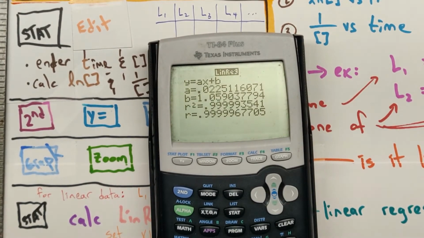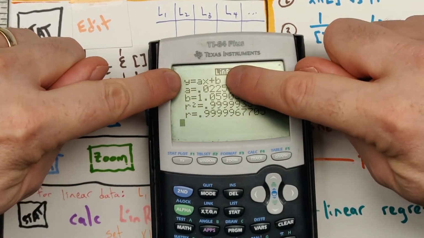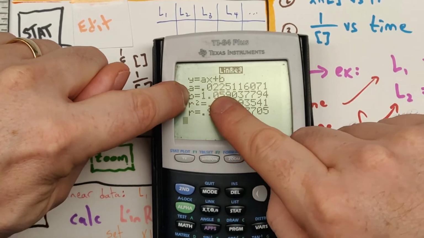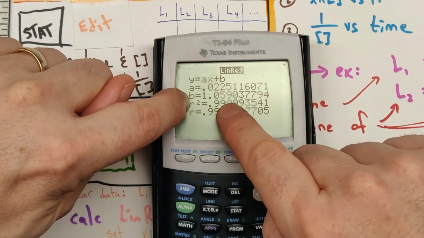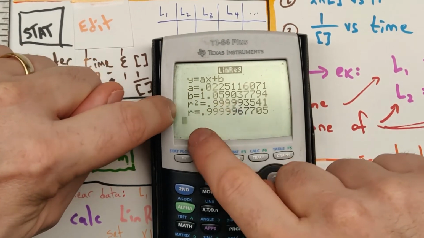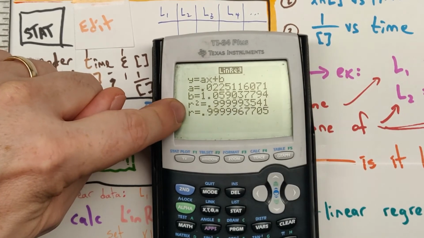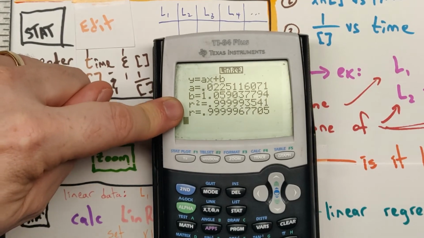And I do need to zoom out in a moment, but first of all, it's a straight line, slope-intercept form, y equals mx plus b. My slope is 0.0225, and that is my value of k, right? And my intercept is 1.06, which is 1 over my concentration, and my r squared value is 0.99999, which is pretty darn close to 1, which tells us it's pretty linear, all right?